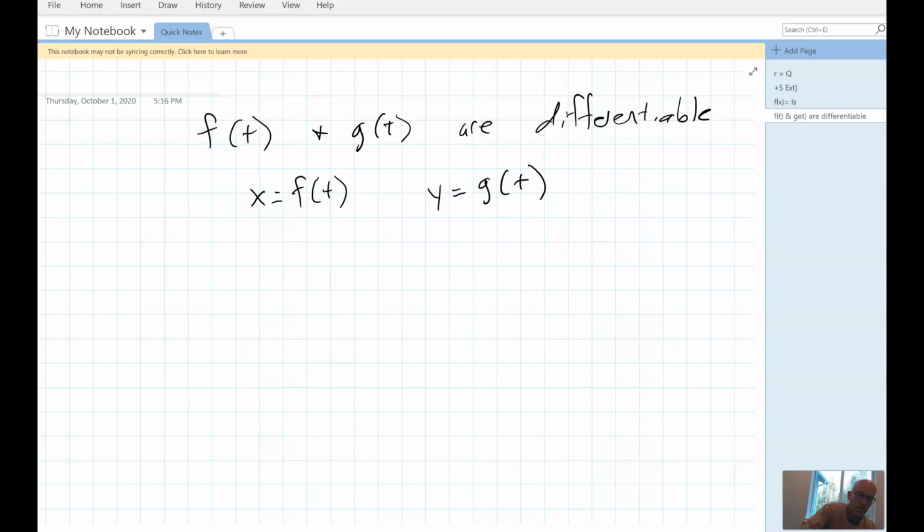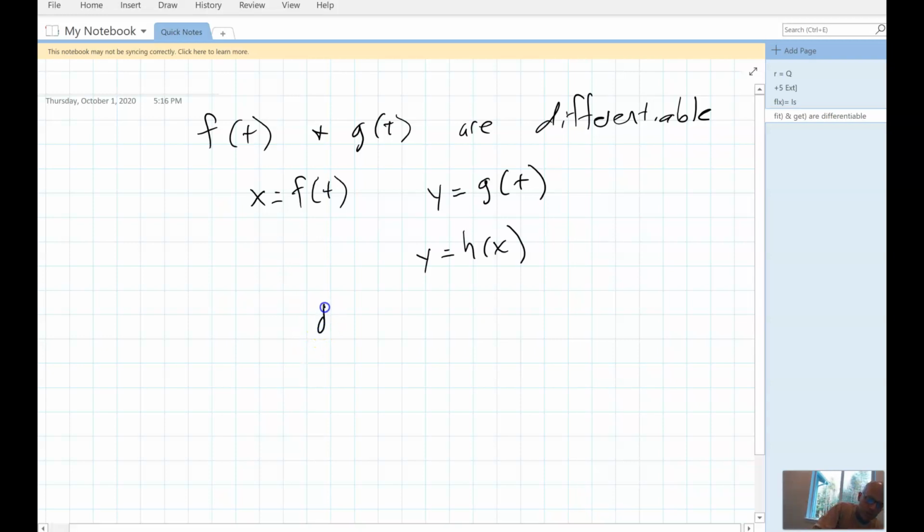We start out with f of t and g of t, which are differentiable functions. We're going to say that x is defined by f of t and y is defined by g of t. We're also going to point out that y is a function of x. As we pointed out in the other video, you can take a set of parametric equations and possibly define them in terms of y and x. That's what we're saying here, and that's the case with these functions.